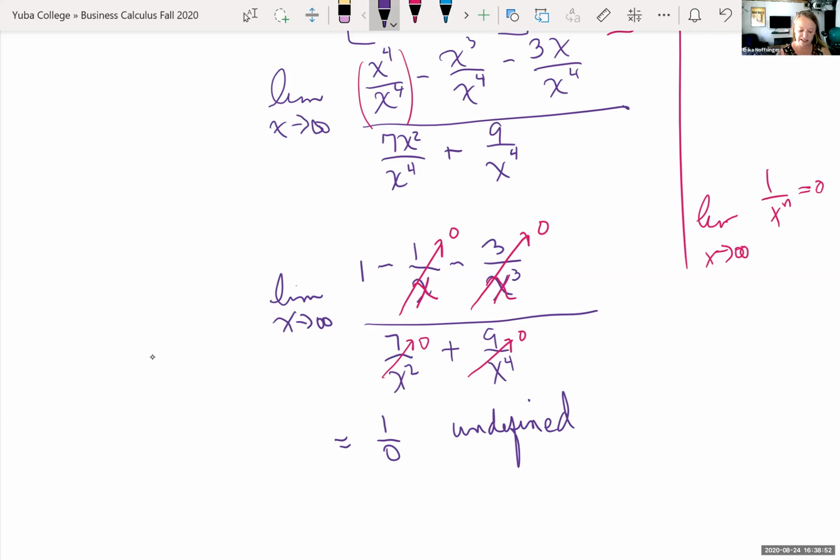If you look at this and we go to the graph, what's going to be happening is instead of going to one particular y value, the numerator has a higher degree, so it's blowing up faster. So what's happening is it's going to be shooting off to positive infinity.